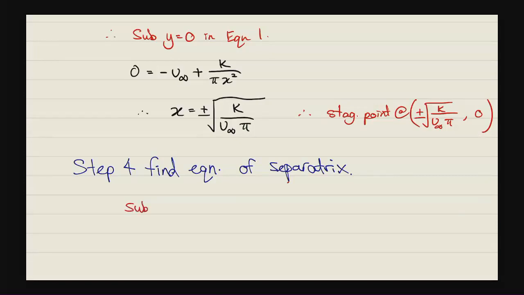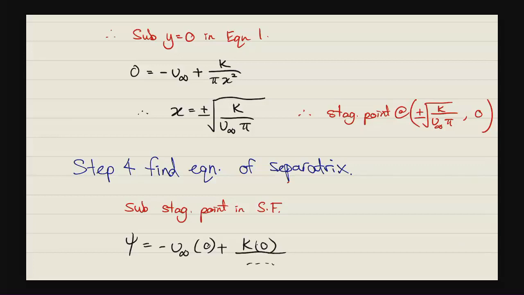Okay, so I'm going to substitute the stagnation point into my stream function. So I'm going to get psi equals negative u infinity y0 plus k y0 divided by pi times x0 squared plus y0 squared. Okay, and I know that my stream function constant is going to be equal to 0. Next, I'm going to take this constant and substitute it back into my stream function to get the equation of my separatrix.